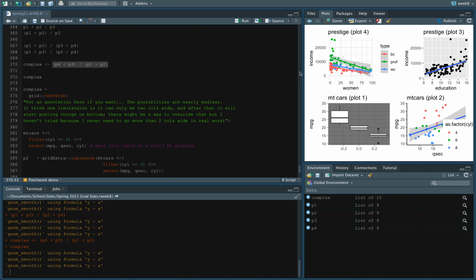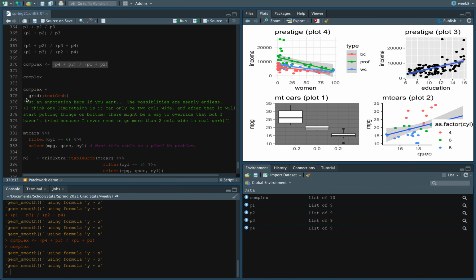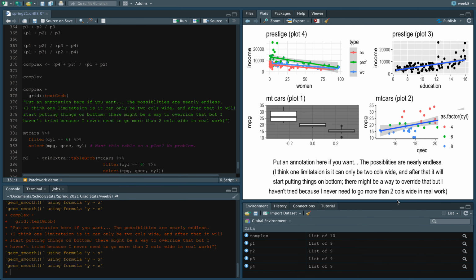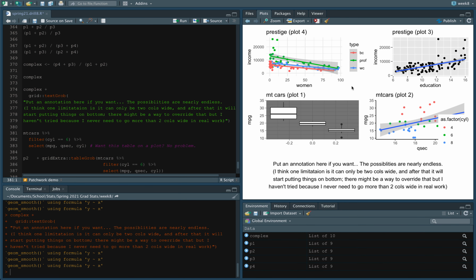You can also add annotations, so if you wanted to add some text annotations, that's something you can do. I think there's a limitation that you can only go across 2 columns. Maybe there's more. I haven't needed that function, but if you really desperately need to put together a whole bunch, look into the patchwork documentation and see.